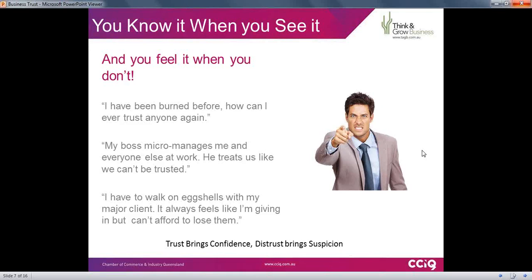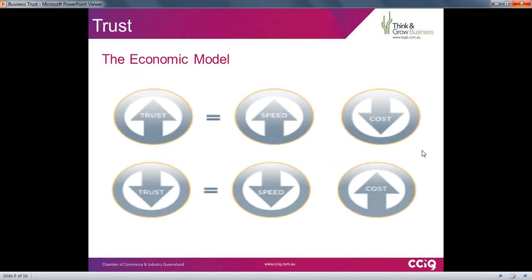And unlocking that trust equation gives you a competitive advantage. And that looks a little bit like this. It says the economic model of trust is when you operate in a high trust environment, you will create high speed and low cost. So high trust equals high speed and low cost. When you're working in a low trust environment, you're working with low speed and high cost.